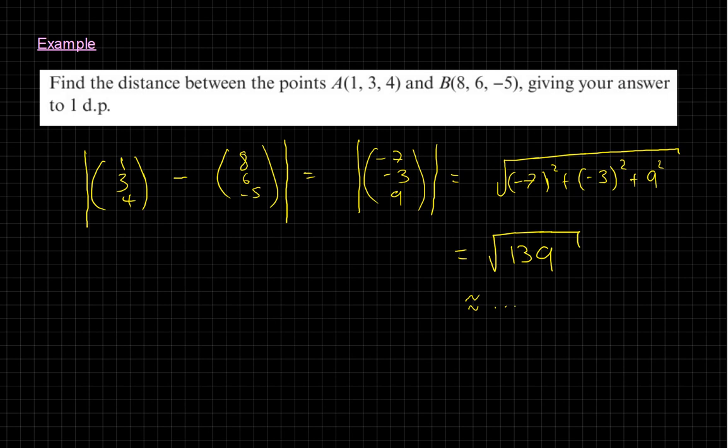Oh, it says to 1 decimal place, doesn't it? I probably should work it out then. Let's see, square root of 139. It's 11.8 to 1 decimal place. Cool.